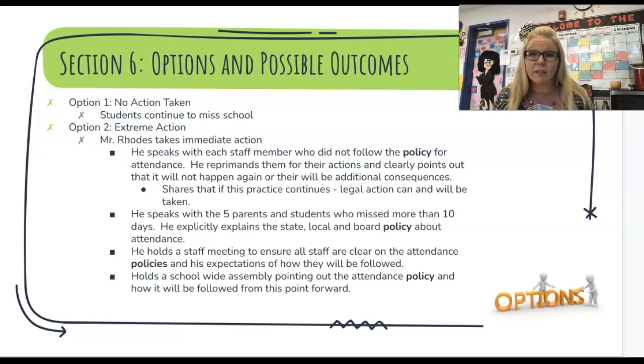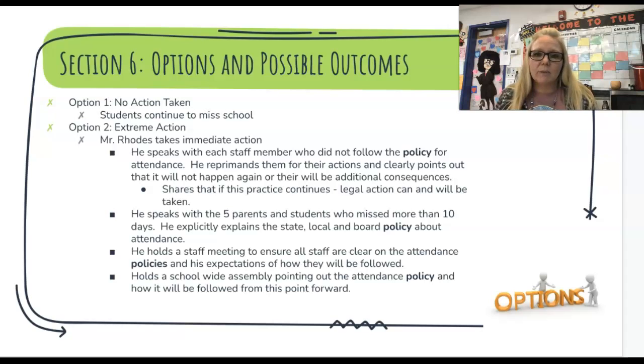Option two is really an extreme action. Mr. Rhodes takes immediate action. He speaks to each staff member who did not follow the policy for attendance. He reprimands them, provides a write-up for their actions and clearly points out that it will not happen again, or there will be additional consequences beyond what he's provided already. Shares that if the practice continues, legal actions can and may or will be taken.